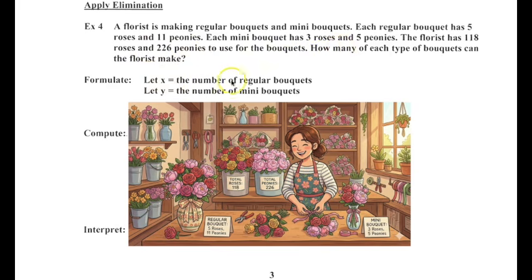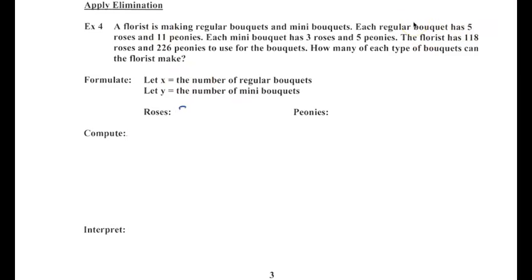So they tell us right here, let X be the number of regular bouquets and let Y be the number of mini bouquets. With that in mind, let's try to make an equation for roses and an equation for peonies. How do roses get used? Well, in the regular bouquet, which is X, we're using 5 of them. That's 5X plus, how many do we use in the mini bouquets? We use 3 of them. 3Y, because Y is the mini bouquets, for a total of 118. That's how many roses we have.